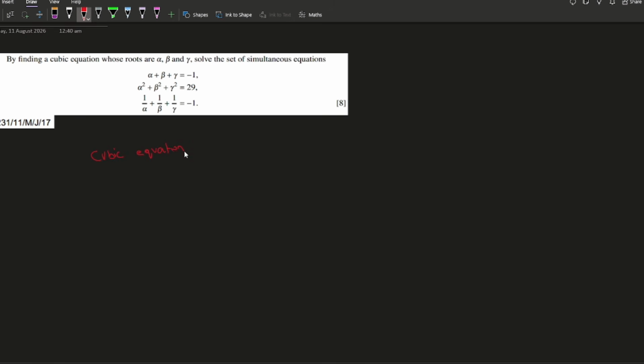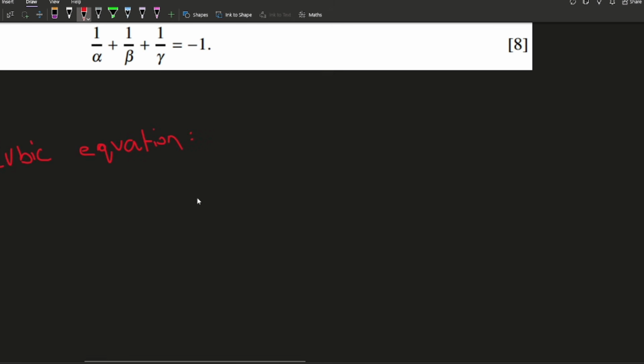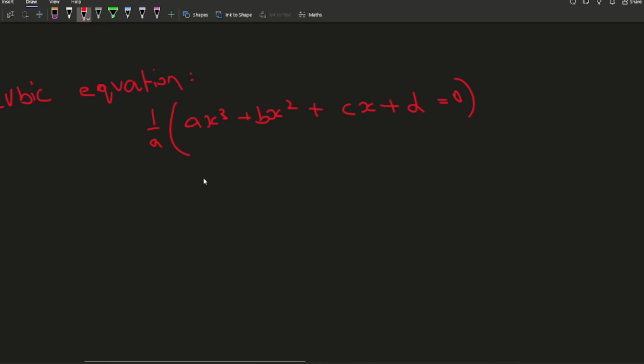How does a cubic equation look like? It looks like ax cubed plus bx squared plus cx plus d. This is how our general cubic equation looks like. But most of the time there's no coefficient with x cubed, right? So let's divide the whole thing by a, so we are left with no coefficient on x cubed.